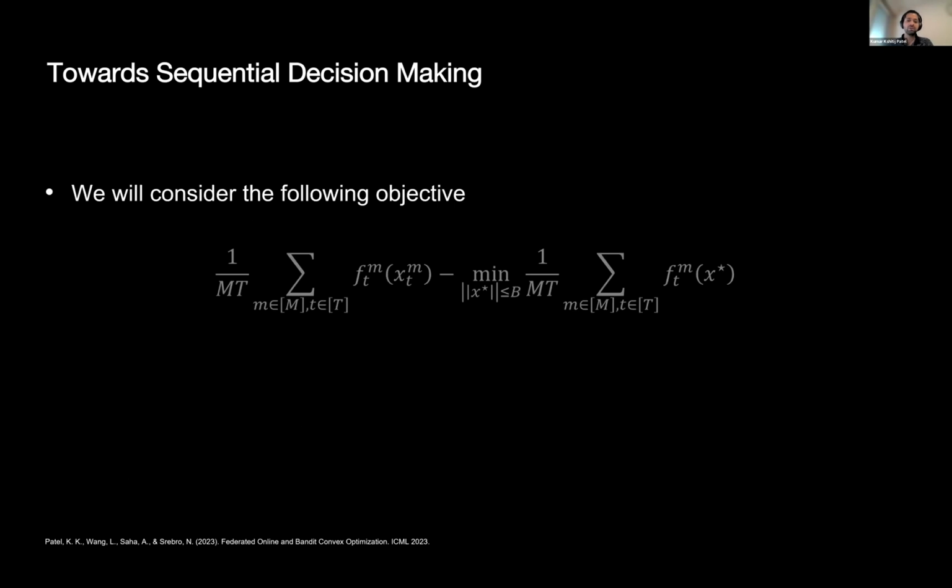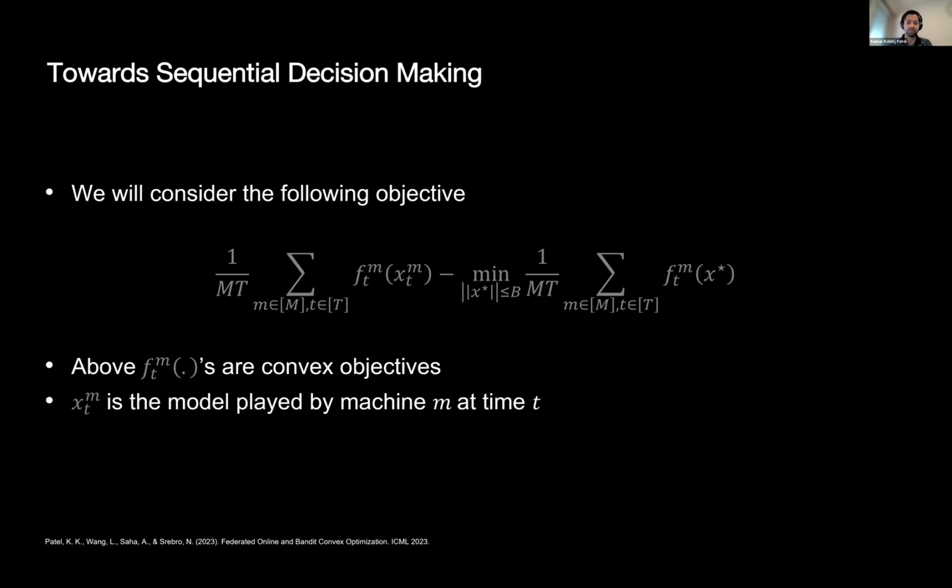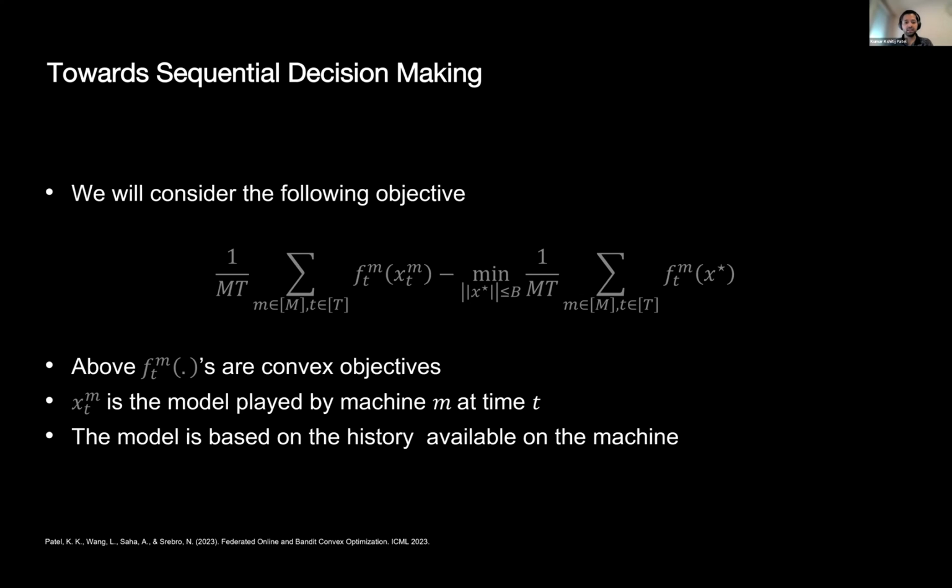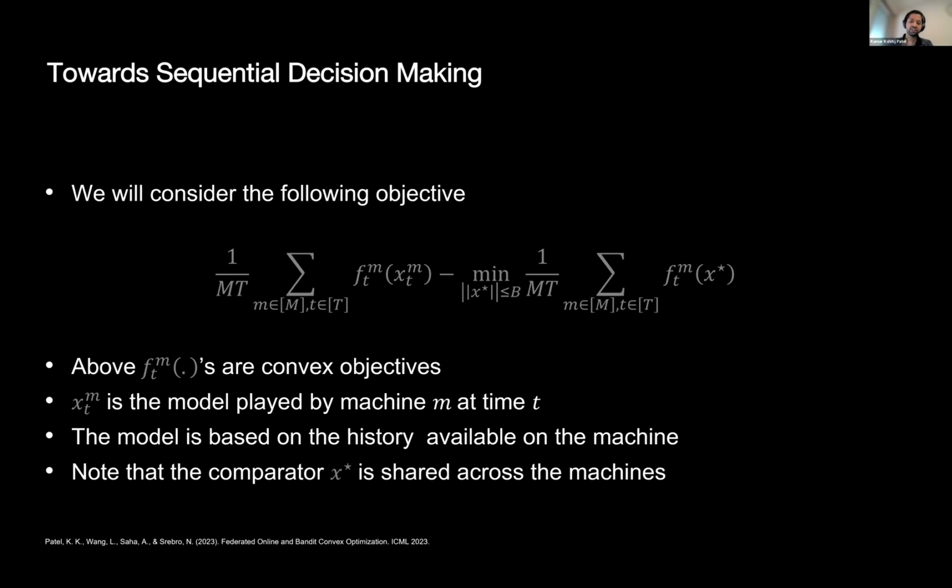And one way to do this is to define the kind of loss which Aadirupa also mentioned in the first part of the talk, where you have some objectives, f_t^m, which are convex and appear on machine m at time t. And x_t^m is the model you play on machine m at time t. And this model can be based on the history available on the machine. And you're comparing against a fixed comparator, which is shared both across time and across machines.